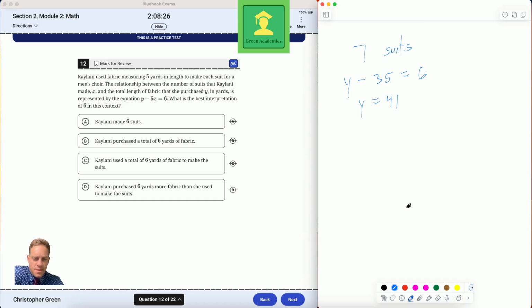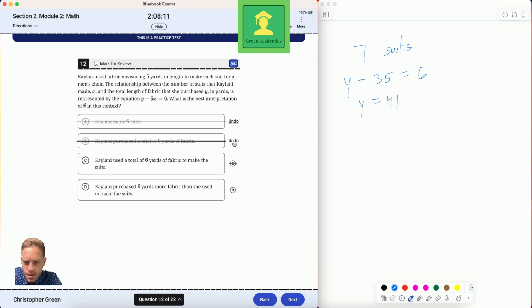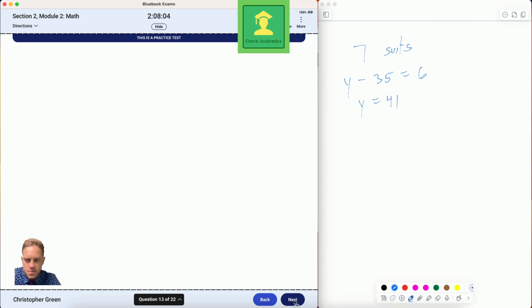And I think what they're saying is 6 is the remainder, right? 6 is the extra that you can't use. Or 6 is what's left over. So made 6 suits, no. Purchased a total of 6 yards of fabric, no. Used a total of 6 yards of fabric to make, no. Oh yeah, 6 yards more fabric than she used, of course.